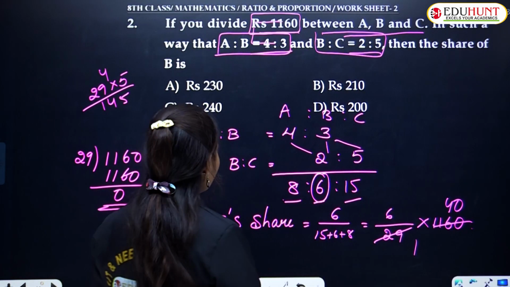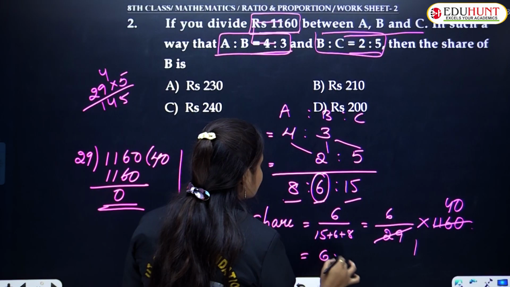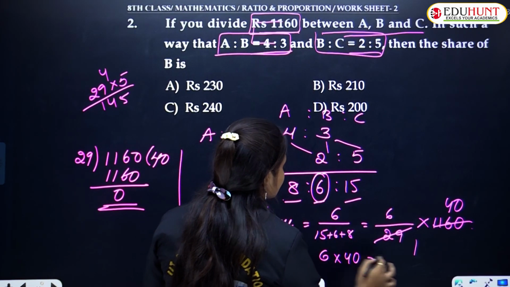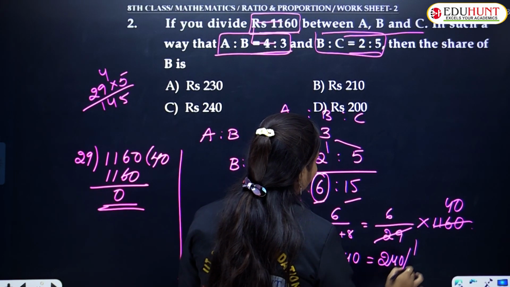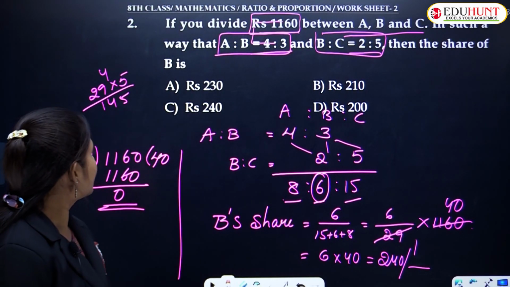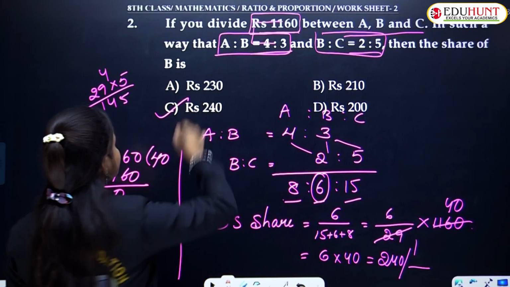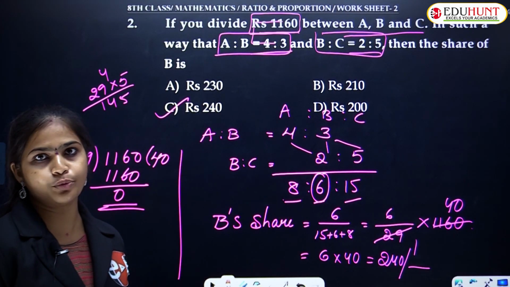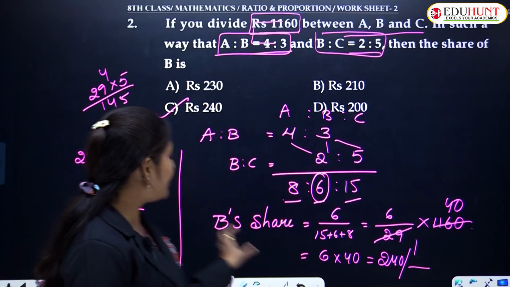Understand? So here what is the B share? 6 into 40 is equal to 6 4s are 24. So 240 rupees is the share of B. Understand? So is that answer there? Yes, option C is correct. That is 240 rupees, that is the share of B.